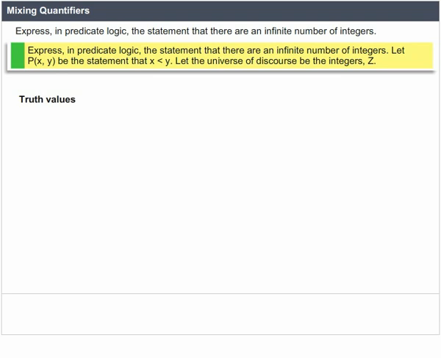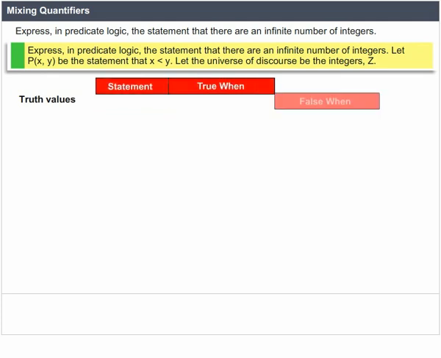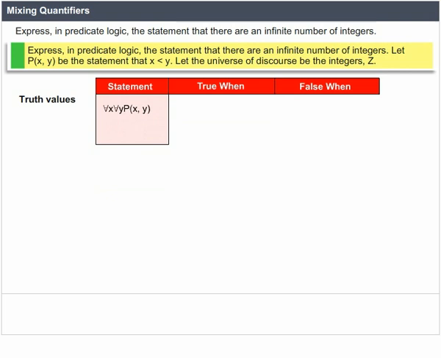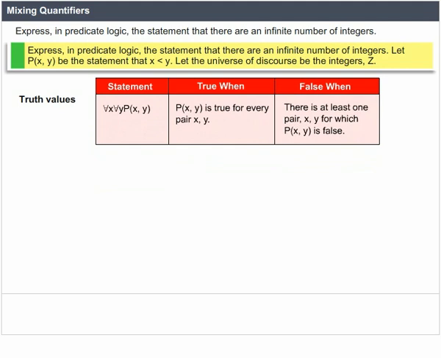The table shows the truth values. The table has three columns: statement, true when, false when. We're going to read row by row. For every x, for every y, P(x, y): P(x, y) is true for every pair x, y. It is false when there is at least one pair x, y for which P(x, y) is false.